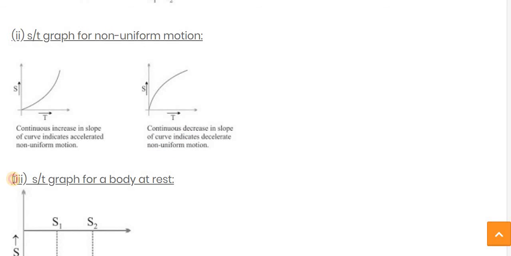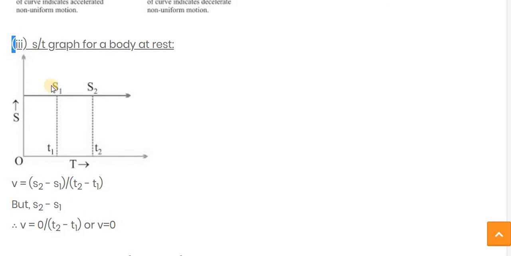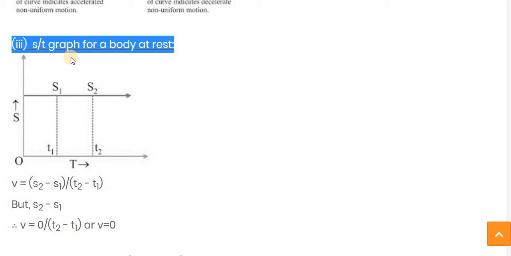The next one is the ST graph, the distance versus time graph for a body at rest. When the body is in rest condition, or you can say in the stop condition, no net movement occurs. So in such a condition, we get this kind of graph, because here you can see that after time t, the body covers the same distance. That means it does not move. It keeps its position at the same point only. So in such a case, we get this kind of parallel graph. It indicates that the body is at rest.